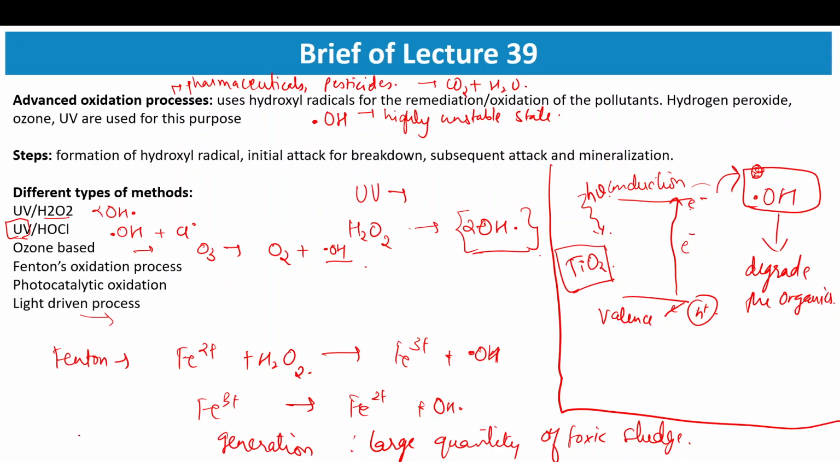Now how this OH radical reacts with any of the organics, in the class there is an example given of benzene, where the OH radical acts upon the benzene ring, and later the ring opening occurs first, and later it can be degraded into CO2 and H2O. So this is all about advanced oxidation process.